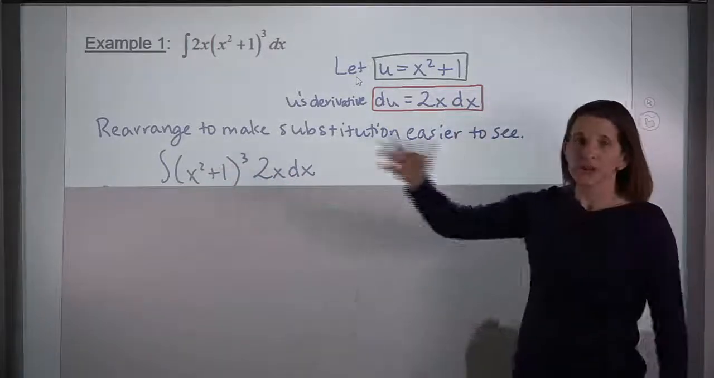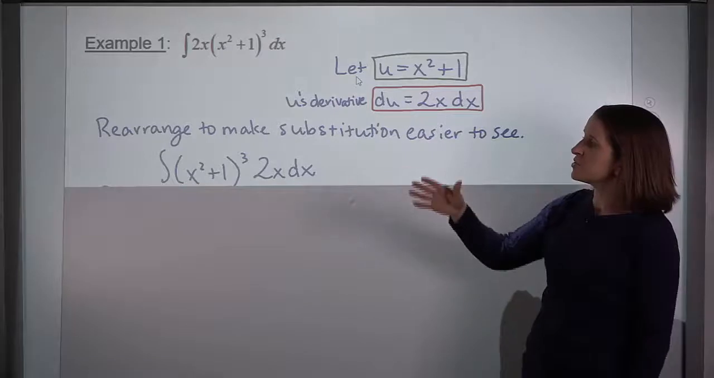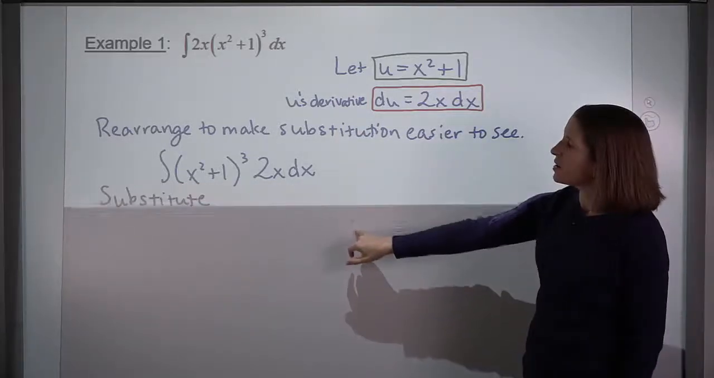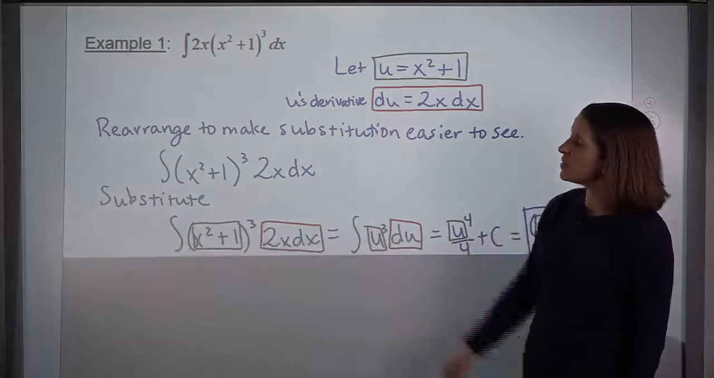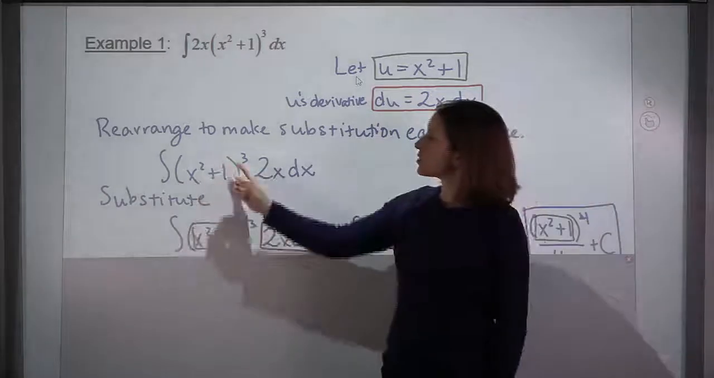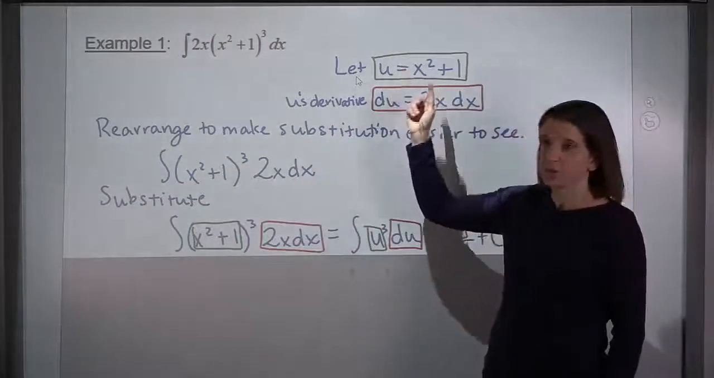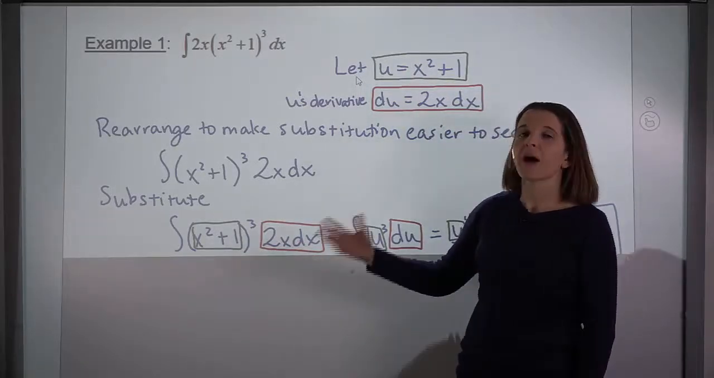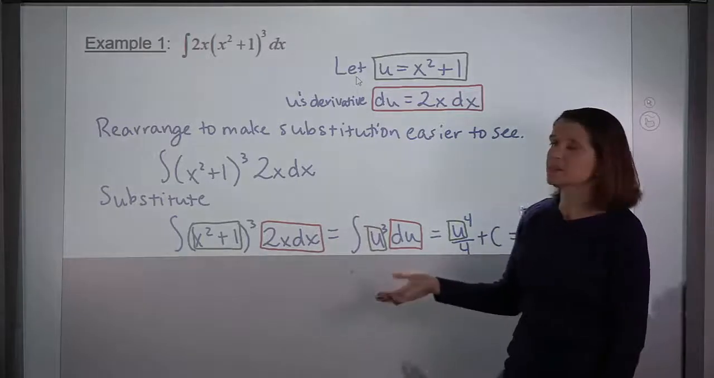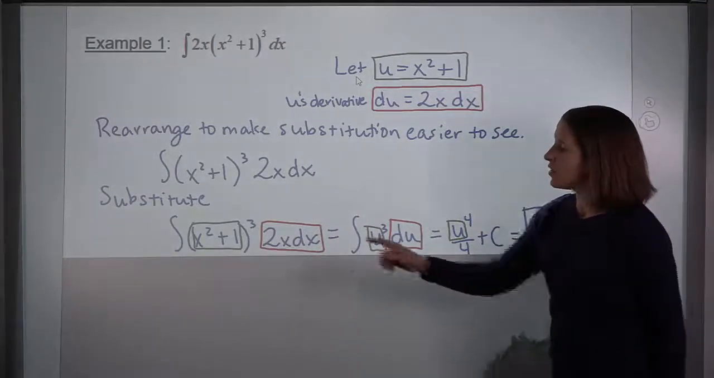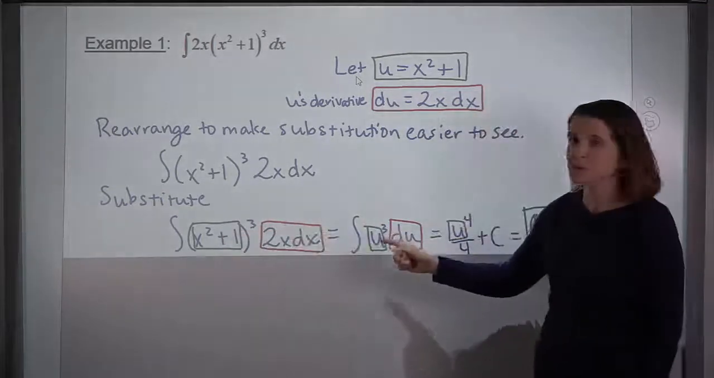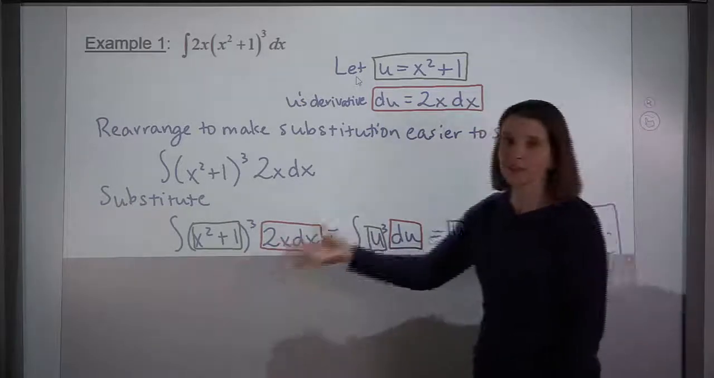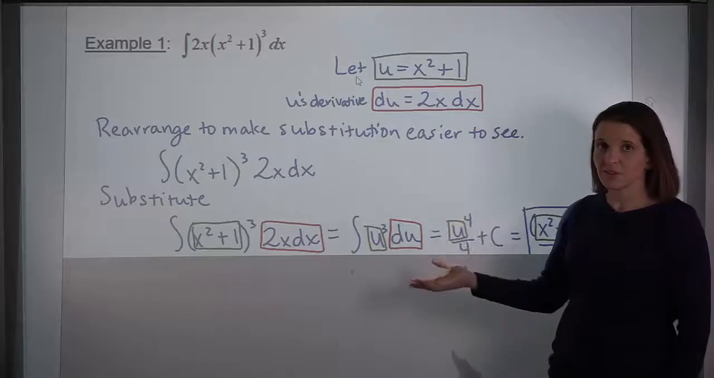And then I wrote an extra line so that you could see the step-by-step, but you could do it right on this step. Now I want to substitute. So notice that this x squared plus 1 is my u, and this 2x dx is my du, so I can replace those quantities with those values. So if this is u, then instead of x squared plus 1 cubed, I can simply write u cubed. And if this is du, then instead of 2x dx, I can write du.